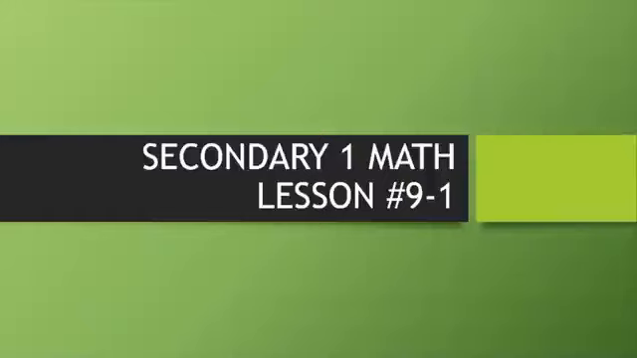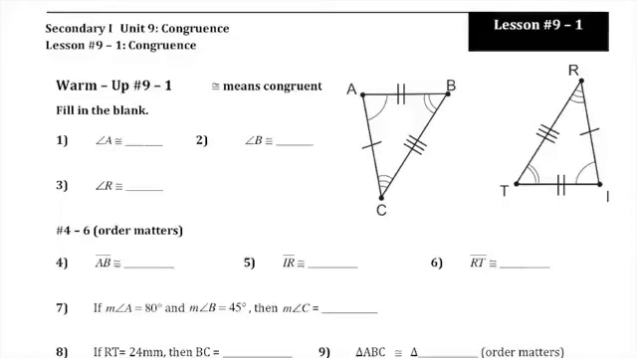This video covers Lesson 9-1 for Secondary 1 Math, Congruence. Warm-up 9-1. We want to fill in the blank for 1, 2, and 3 of the angle that would be congruent to the angle A, angle B, or angle R. That's what this symbol means here. This symbol means congruent, meaning it has the same shape and size.